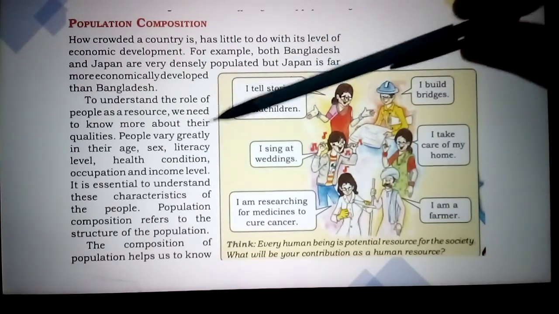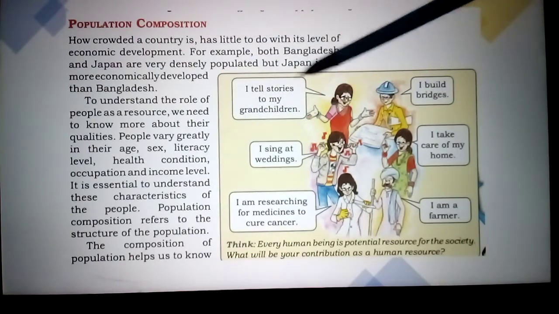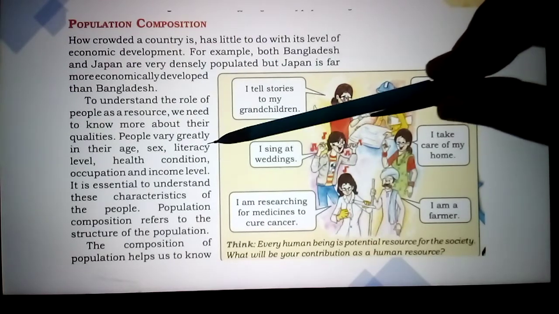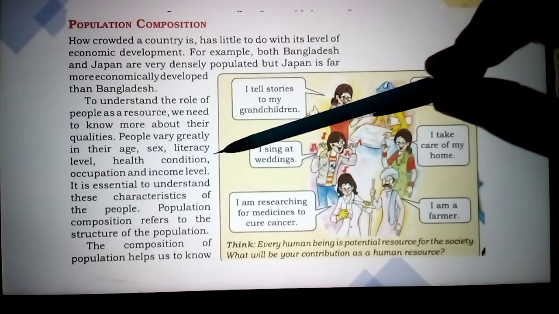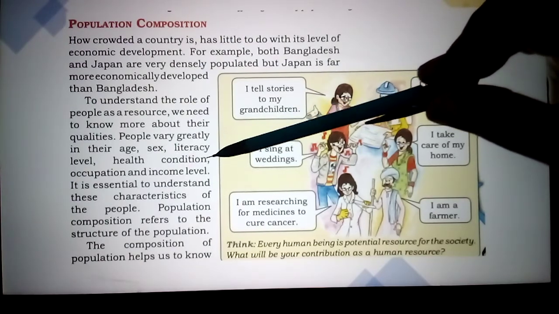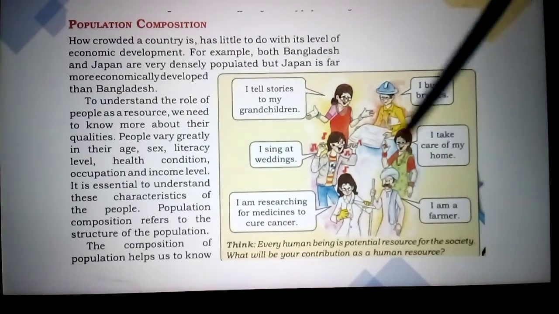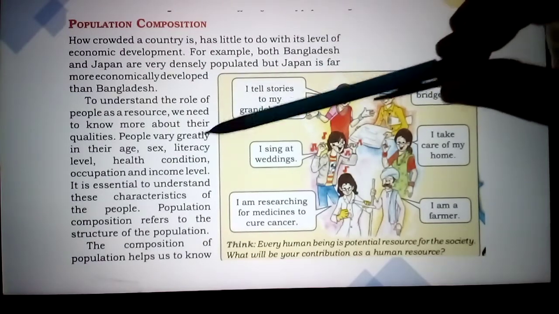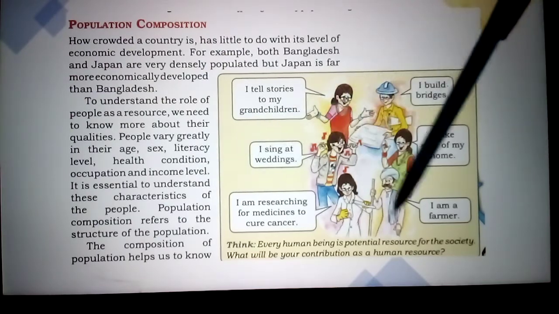Next, male and female. Literacy level: if they are highly educated, take Japan, where the literacy rate is high, highly educated people are there. Next, health condition is also important. If they are in ill health, they cannot do the work properly. And occupation, what they are doing, it may be farmer, engineer, or singer, it depends on the occupation. Next, income level, for each occupation the income earned is different.